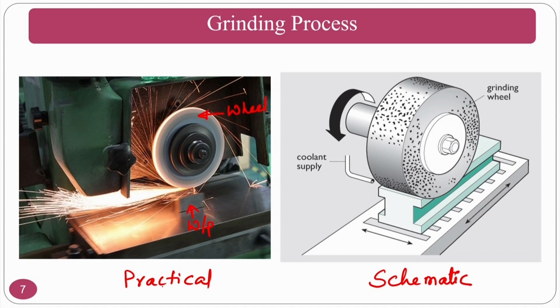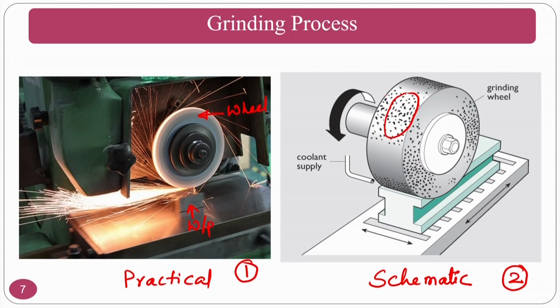This is the practical diagram. Figure 1 is a practical diagram, figure 2 is a schematic diagram. You can see how the abrasive particles are represented on a grinding wheel. Now this grinding wheel grinds on the workpiece. So this is the difference between practical and schematic.